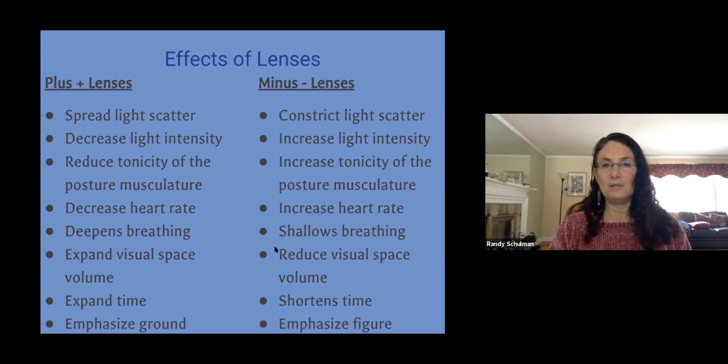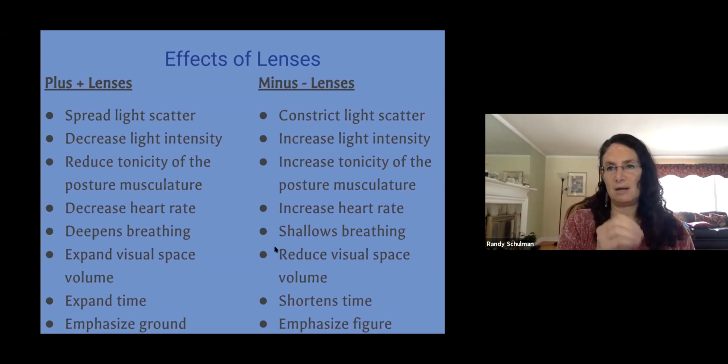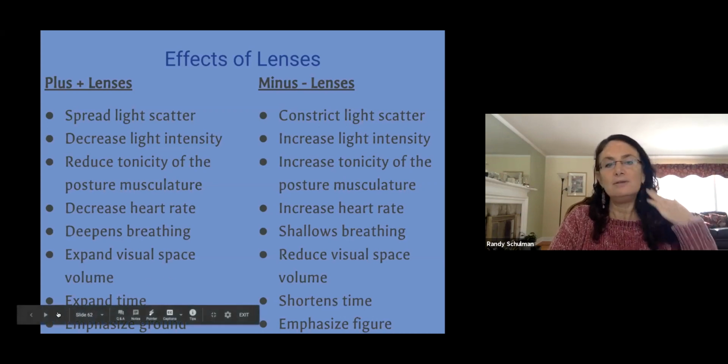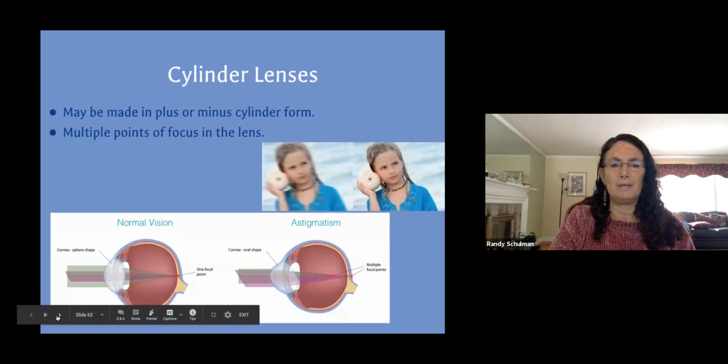So the correlate then is minus lenses. So minus lenses have the opposite effects to plus lenses. They're going to constrict light, they're going to increase light intensity, they're going to increase the tonicity, increase heart rate, they're going to shallow the breathing, they're going to constrict space, shorten time, and then have you focus in on the figure. Again, you guys know this from optics, but it's important to really recognize and understand that entire effect on the body.